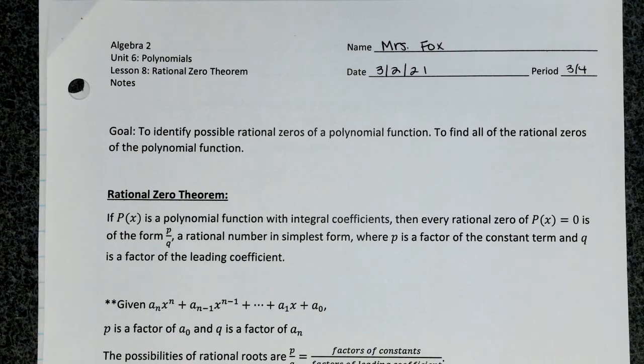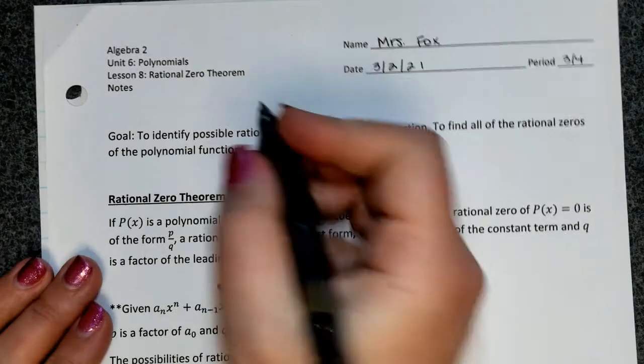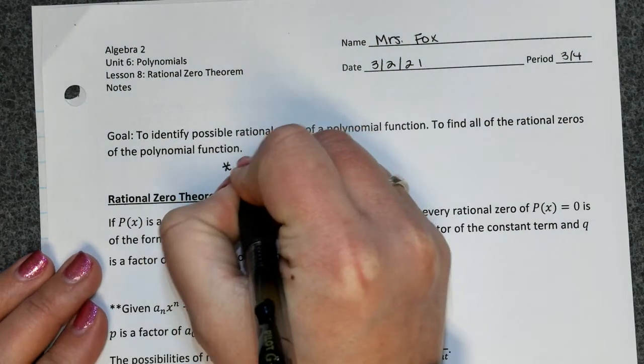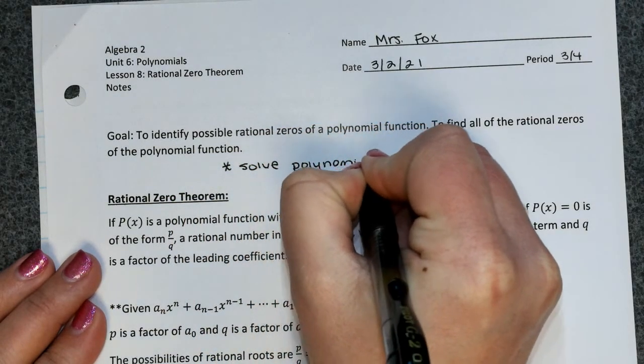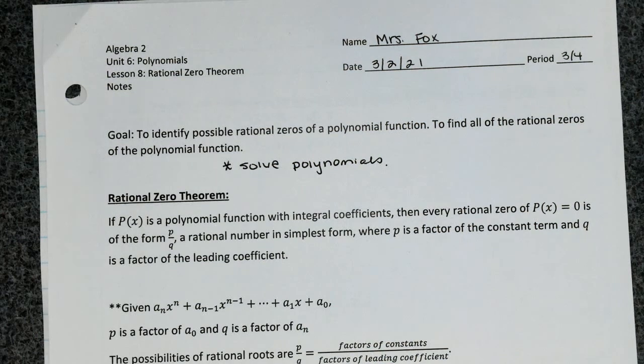So our goal is to identify possible rational zeros of a polynomial function, and then to find all the rational zeros of the polynomial function. Basically, what this goal is saying is that we are going to be able to solve polynomials. Now, the way we've been solving polynomials, if it's anything with a higher degree than 2, meaning a quadratic, we've had to solve by factoring. That's still going to be the case of how we're going to approach these.